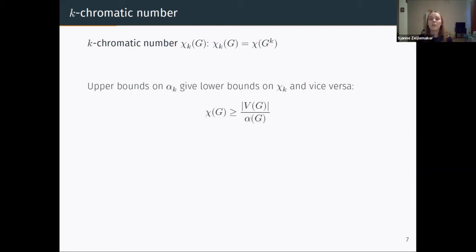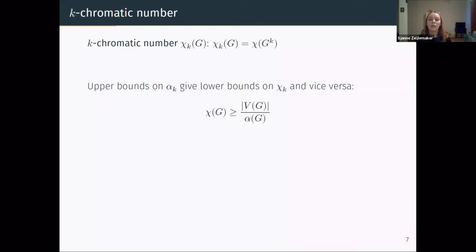Now we can relate these two quantities to a well-known inequality, which is given here. The chromatic number is at least the number of vertices divided by the independence number. And if we replace G with G to the power k, we see that indeed this also holds for alpha k and for chi k. So sometimes in this talk, we will switch between these two parameters, and this is really what we're applying in the background.